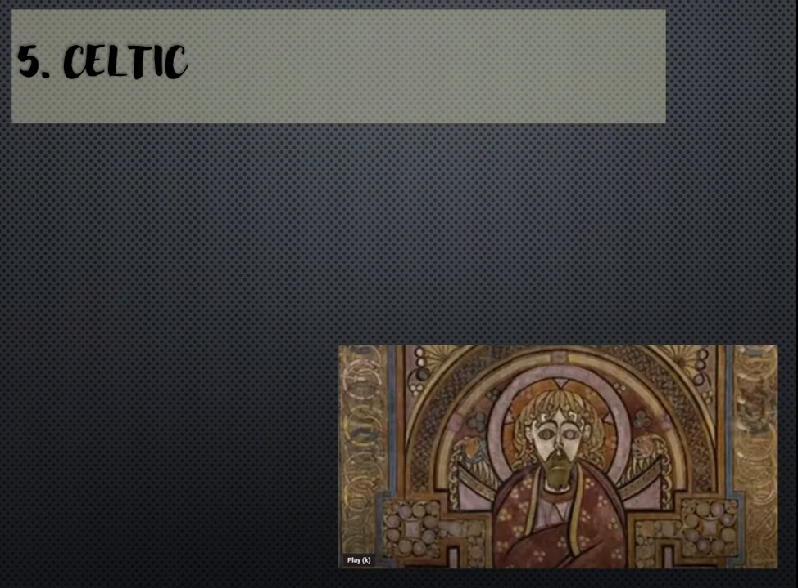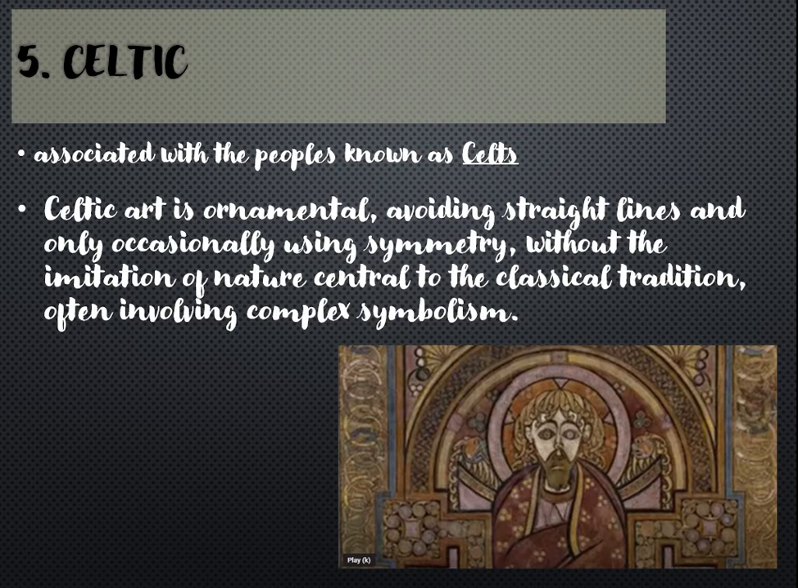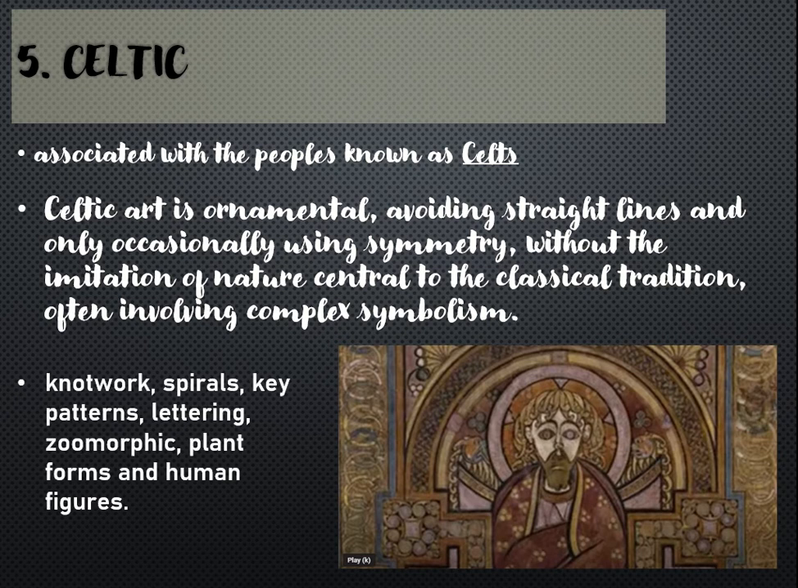There is what we call Celtic art. It is associated with the peoples known as Celts. Celtic art is ornamental, avoiding straight lines and only occasionally using symmetry, without the imitation of nature central to the classical tradition, often involving complex symbolism. It includes knotwork, spirals, key patterns, lettering, zoomorphic forms, and human figures.